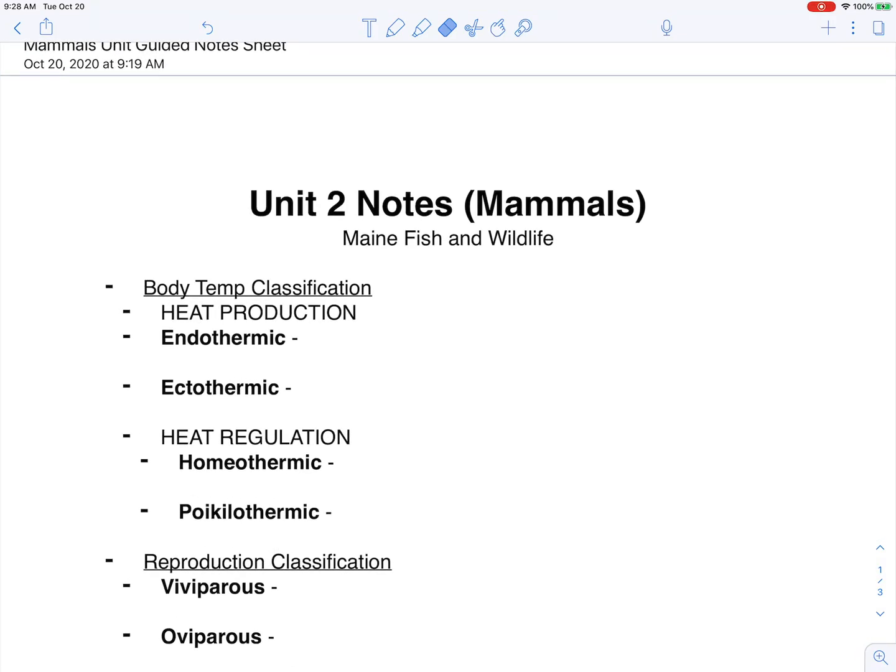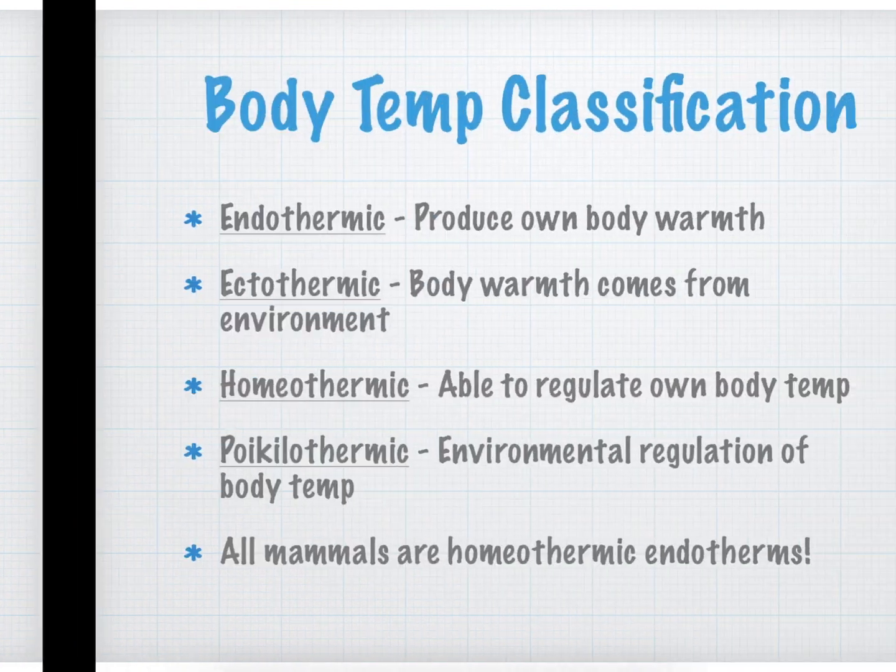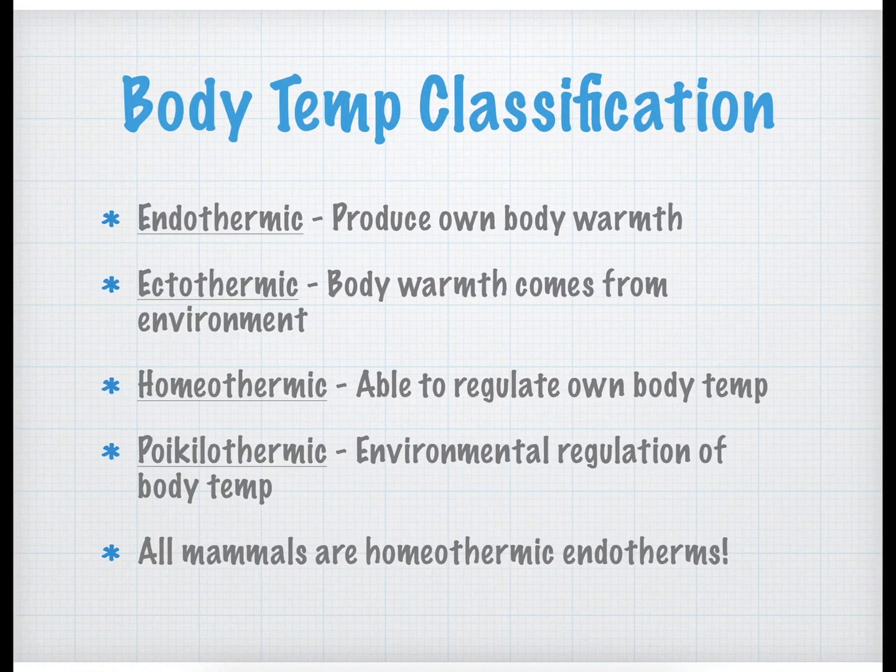So let's jump right in here on our notes and let's think about some of these body temp classifications and where mammals fall here. So I've grouped all these 4 vocabulary words into kind of 2 different groupings. We've got endotherms and ectotherms. This is all about heat production. Where does your body heat come from? Do you make your own body heat or do you get your body heat from the environment?